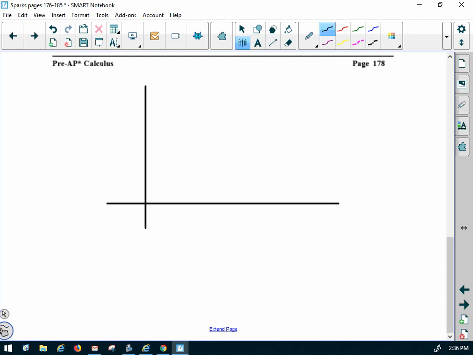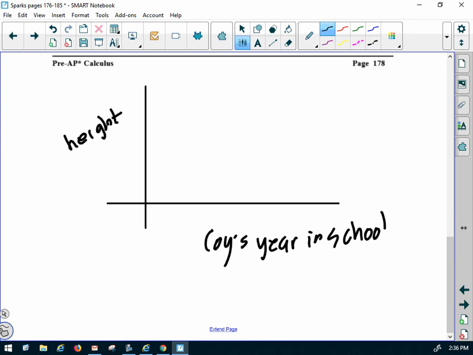If I put on the x-axis Coy's year in school, and I put on the y-axis Coy's height. You're a senior, right? As a senior, Coy is 6 feet tall. Let's say that in the ninth grade, I'm gonna put ninth grade way over here, okay? Let's say in the ninth grade, Coy was 5'7".